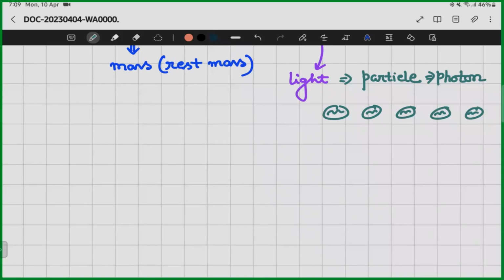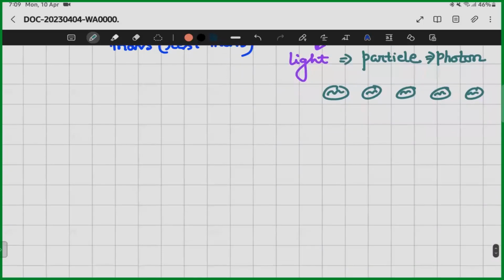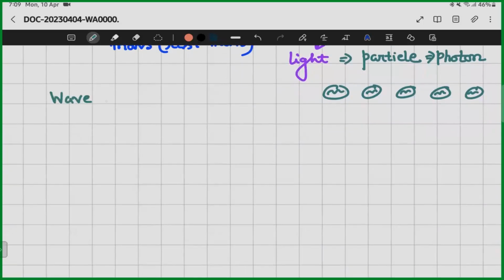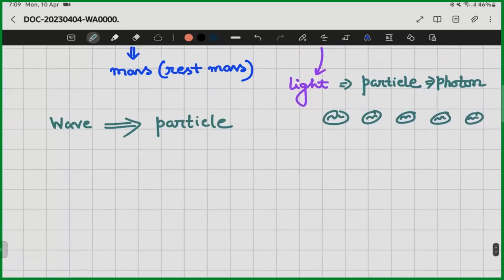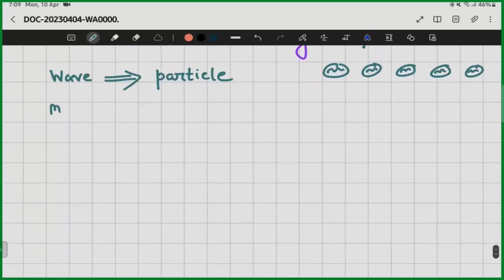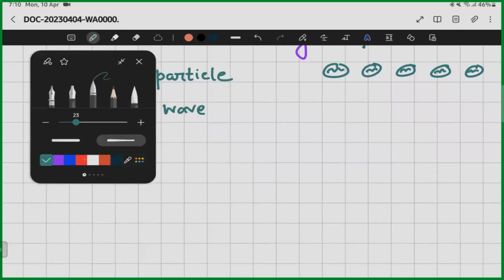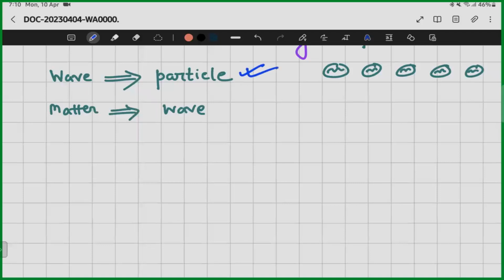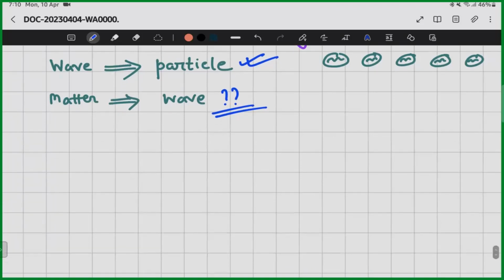Okay, good. So now, if a wave can have the particle nature, then also a particle or matter can have some wave nature. It may be vice versa. It has already been shown for light. Whether this is possible for matter or not, we have to look for that. So let me first do it for the wave or light.